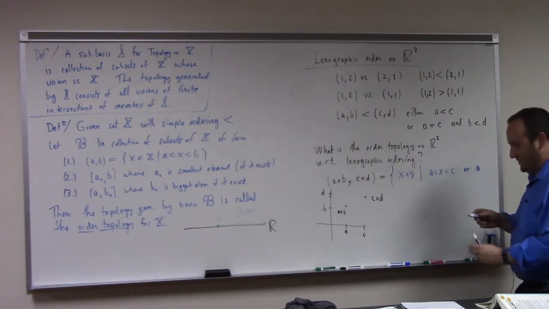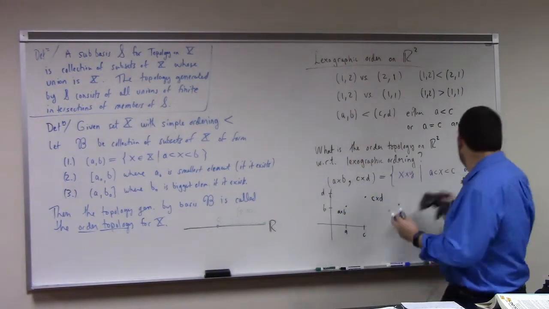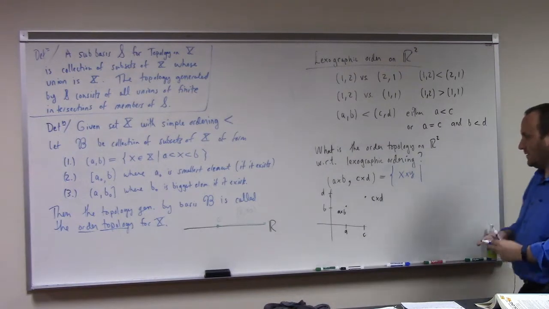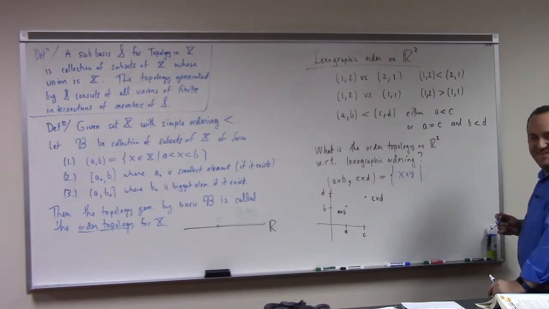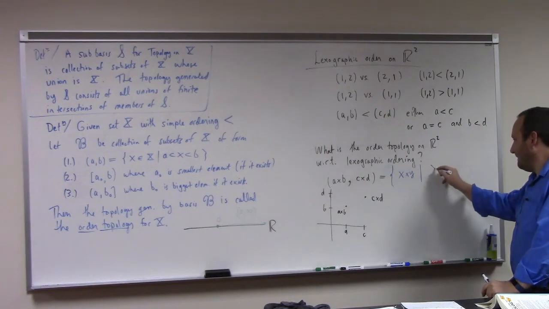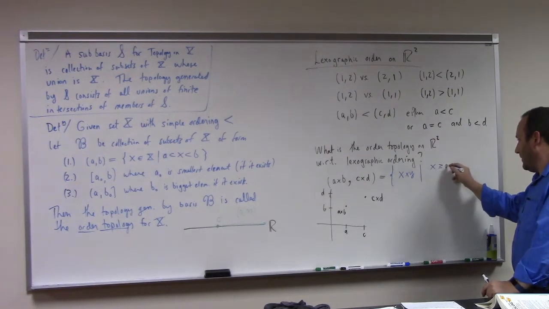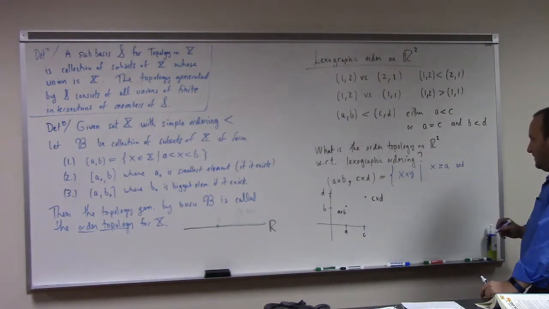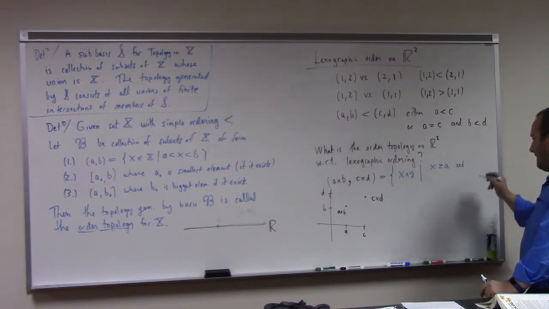I'm not disputing, I'm just having trouble parsing what you're saying. Let's see here. So what should I write? So x should be greater than or equal to A. And also, yeah, it should be less than or equal to C. All right.